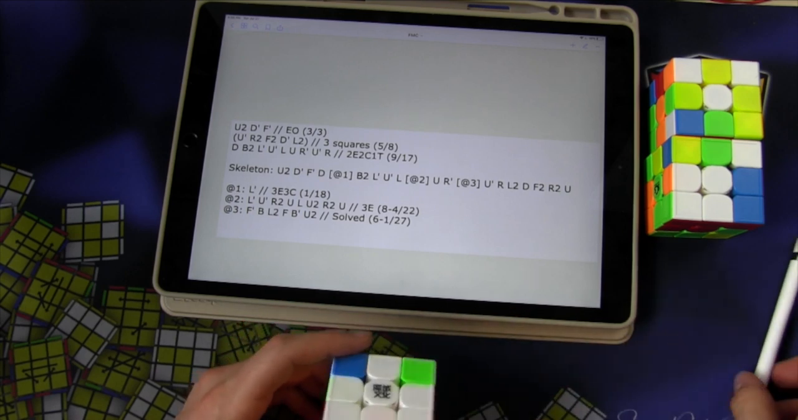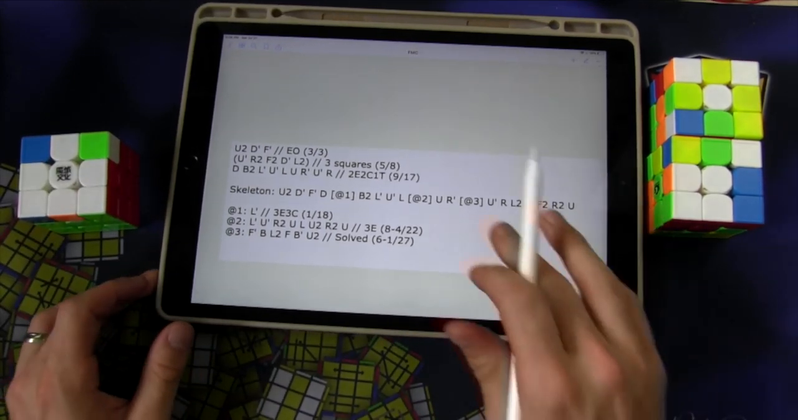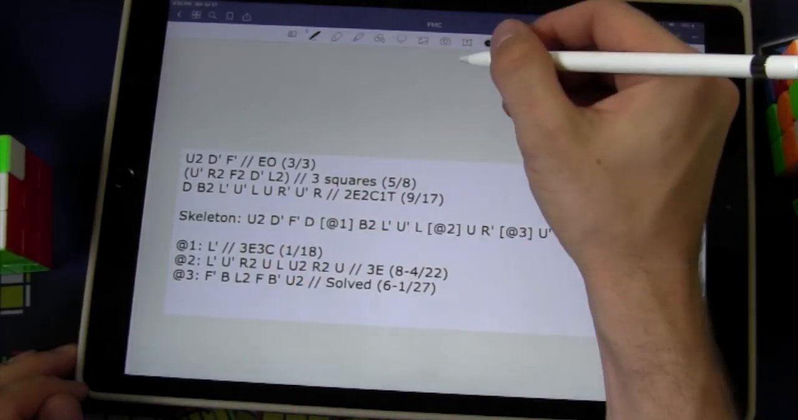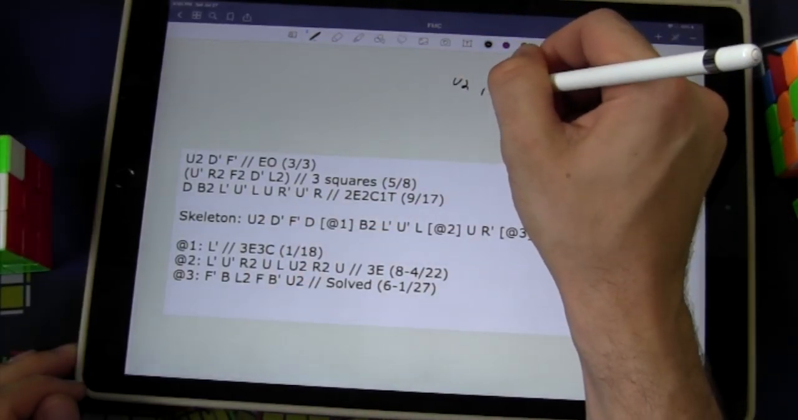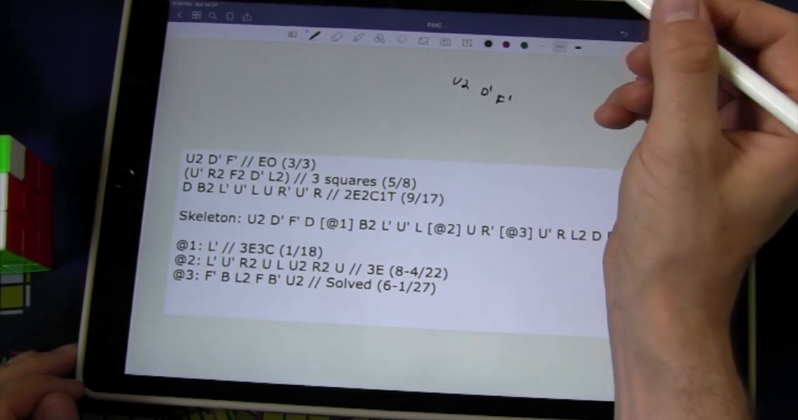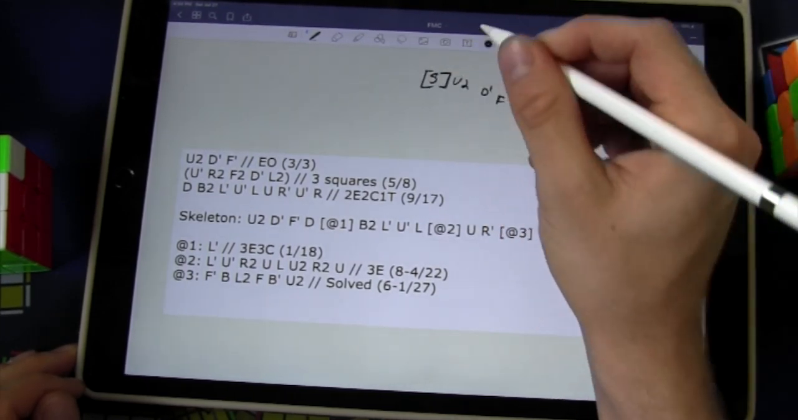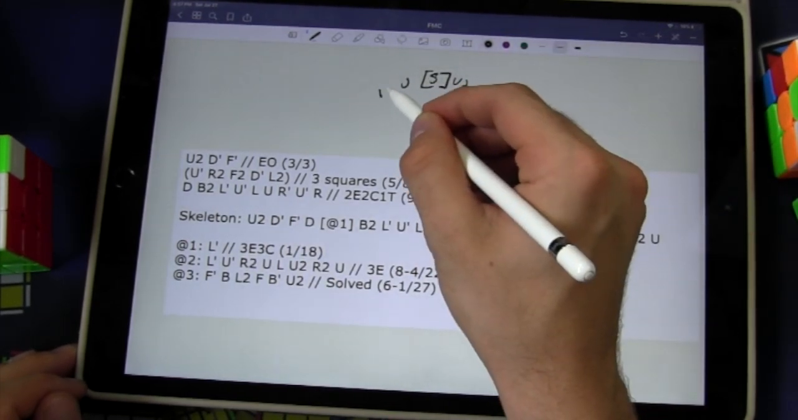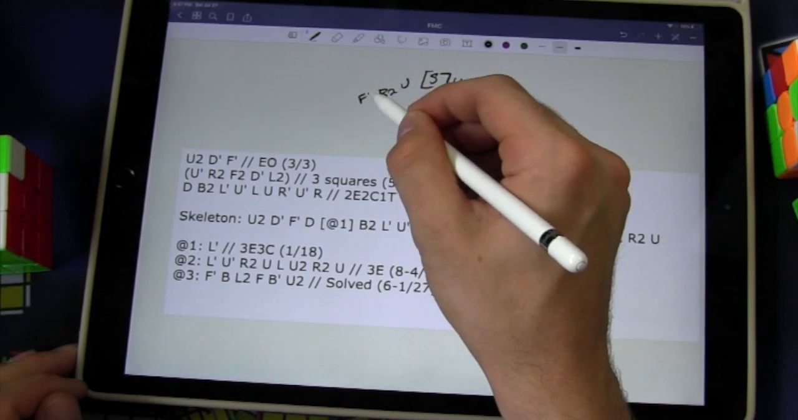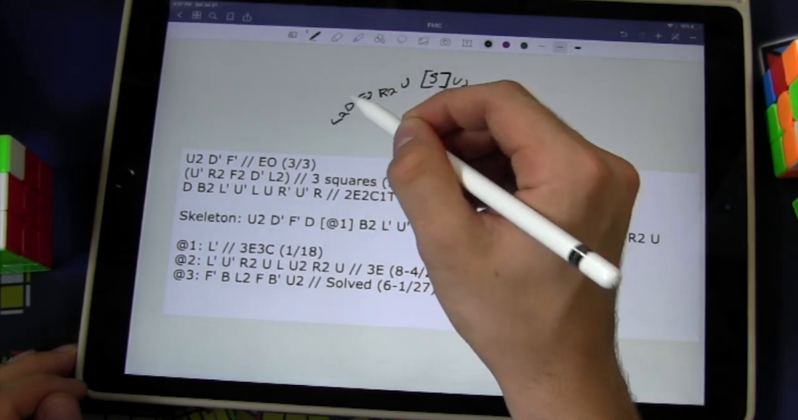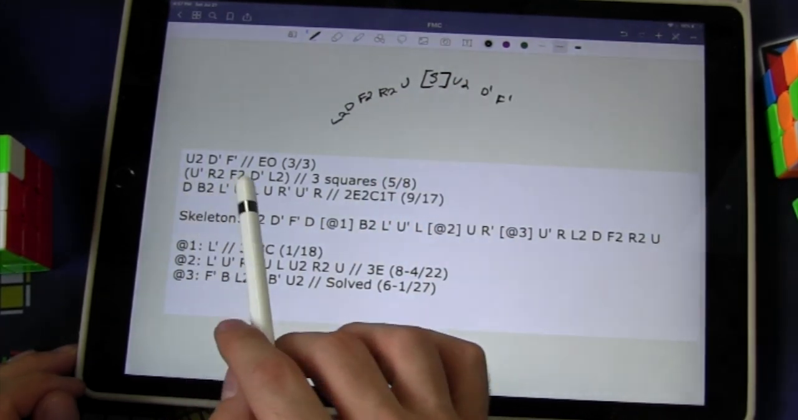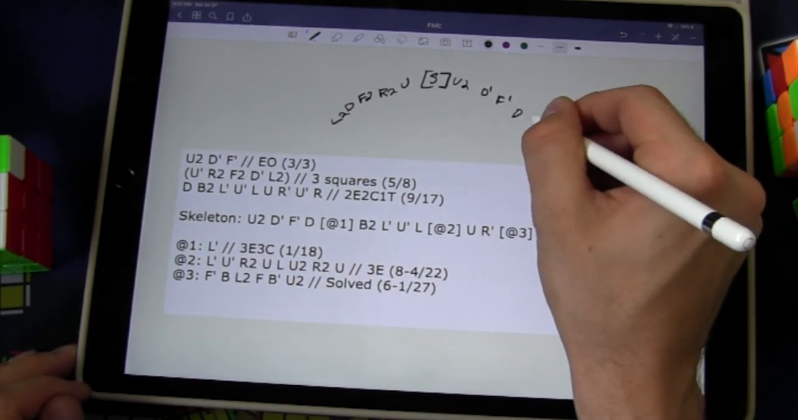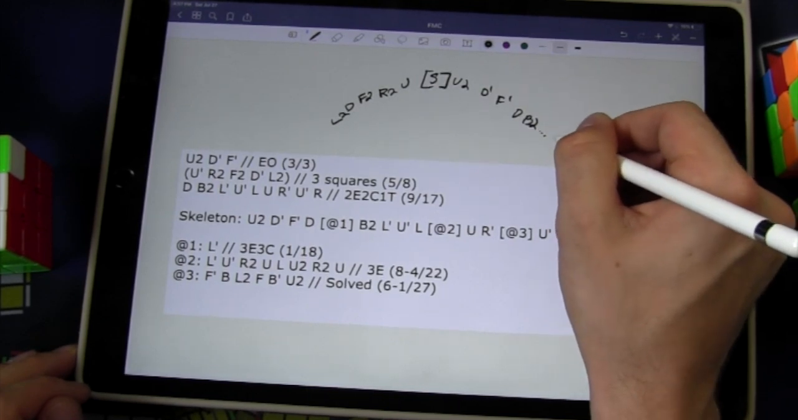And then writing it out, so because it is a circle, I'm actually just gonna write right here on this one. So we have the U2, D prime, F prime. Here's a scramble. And then I'm gonna go backwards. So U prime is now a U, and then we have R2, and then F2, D, L2. So U prime and D prime turned into U's and D's. And then the rest of this was the D, B2, and so on and so forth until the U prime R.